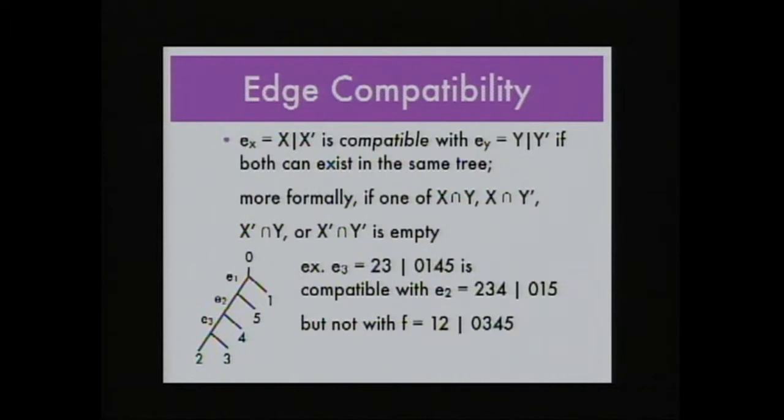But this edge F is not compatible with E3. So what does this mean? This partition is telling me that I need the leaves 1 and 2 to be together, to form a pair or a cherry in my tree.